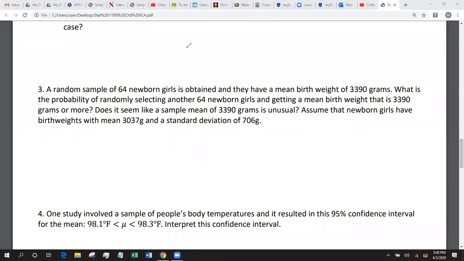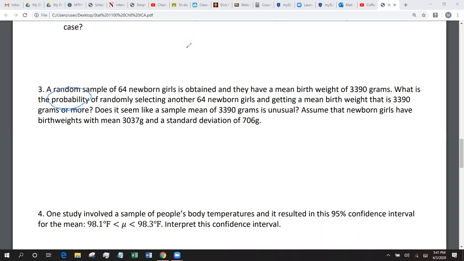So number 3 is going to bring back a concept that we've already worked with, just to keep it fresh in your brain. It says a random sample of 64 newborn girls is obtained, and they have a mean birth weight of 3,390 grams. What is the probability?